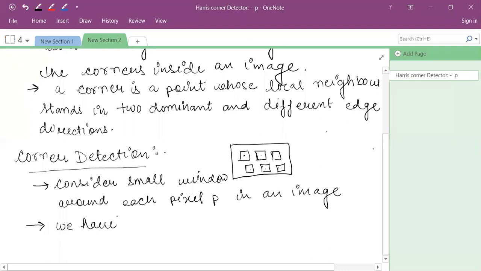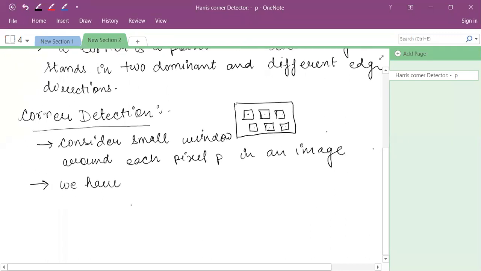I will write and explain this in the diagram also. So we have to shift each window. This is the window. We have to shift each window by a small amount.